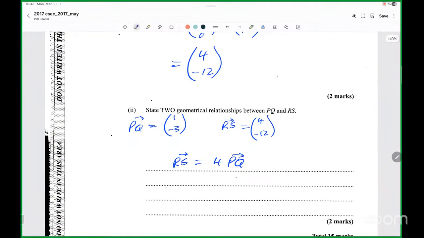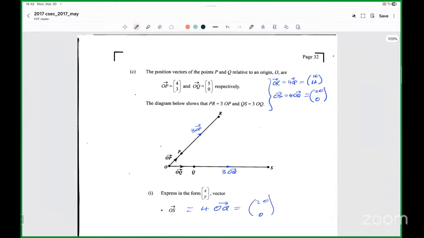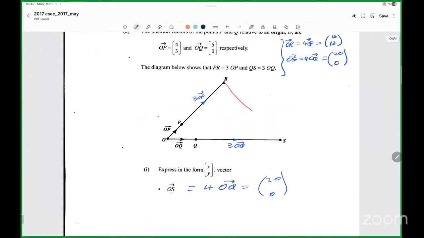So you want two relationships now. One, because one vector is a multiple of the next, it means that they are parallel. So one, RS is parallel to PQ. That's one relationship. The second relationship is how long one is compared to the next. RS is 4 times as long as PQ, or 4 times the length of PQ. You can even see it on the diagram. See there, this vector RS is 4 times the length of this.